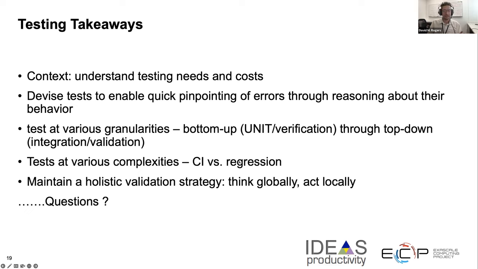Regression testing is slightly different. It's when you're testing for a bug that was found previously to make sure that bug doesn't come back again. And also maintain this holistic validation strategy. Validation is a concept that is asking whether or not your code is simulating what it intended to simulate and doing the physics correctly. So you can also bring in physics ideas to make sure that your tests are addressing the core questions that your application was intended to solve.